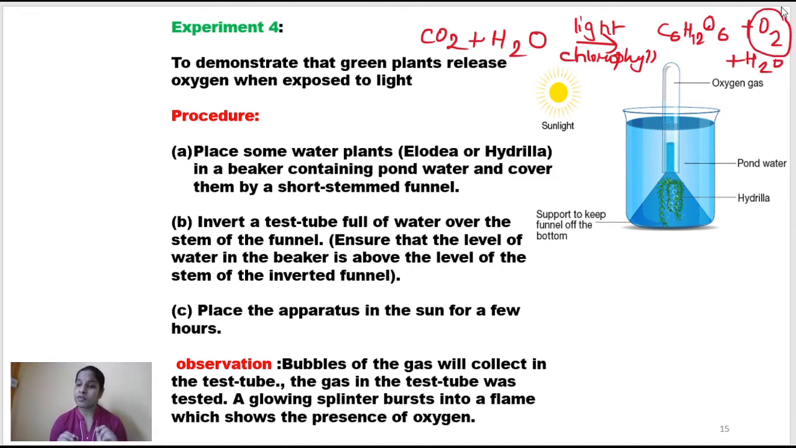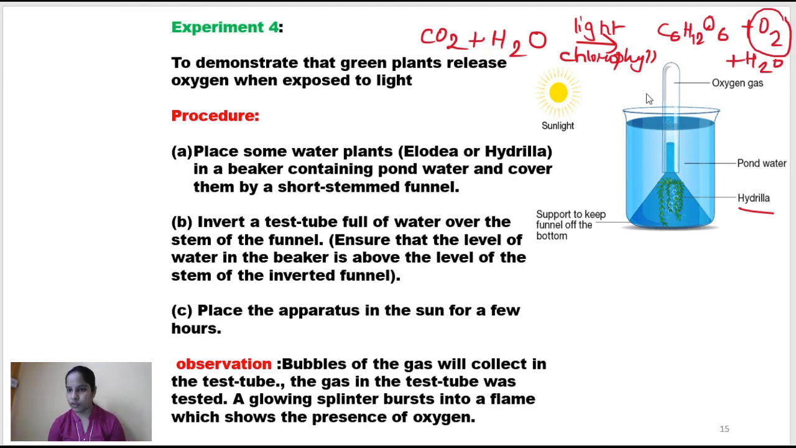How to prove that, and what did we do? This was a very simple experiment. We have taken a flask which was filled with water. We have taken an aquatic plant, that is hydrilla. The setup was done so that the inverted conical flask was placed such that the hydrilla was inside and the tip of the flask was pointed upward. The tip of the flask was then covered with a test tube.